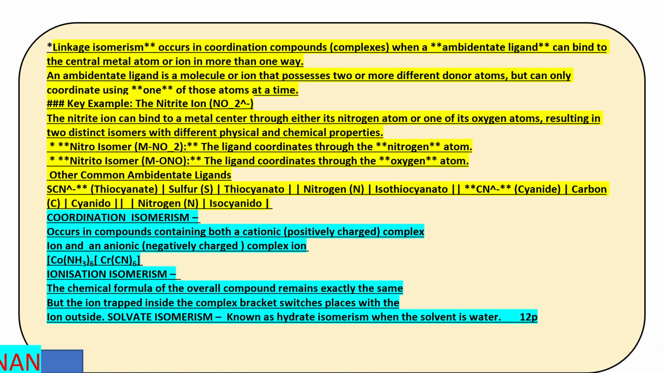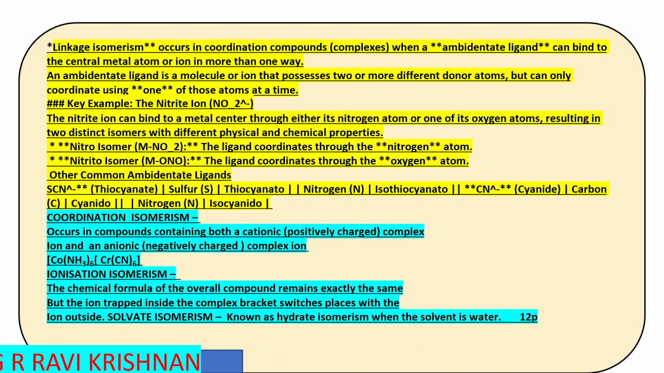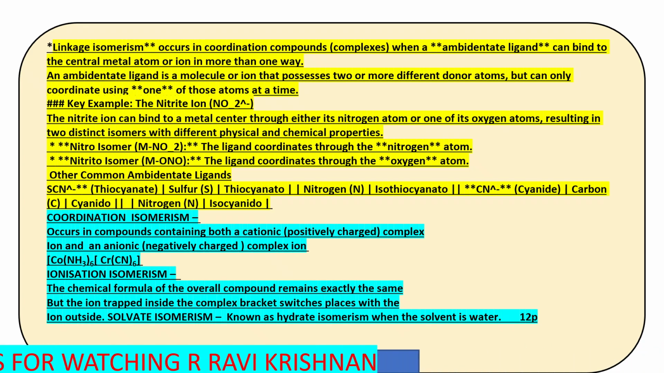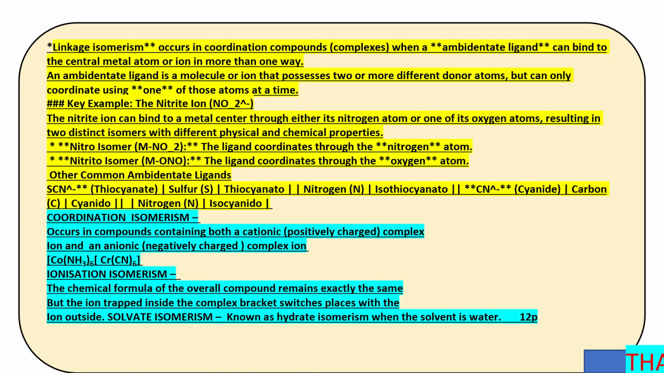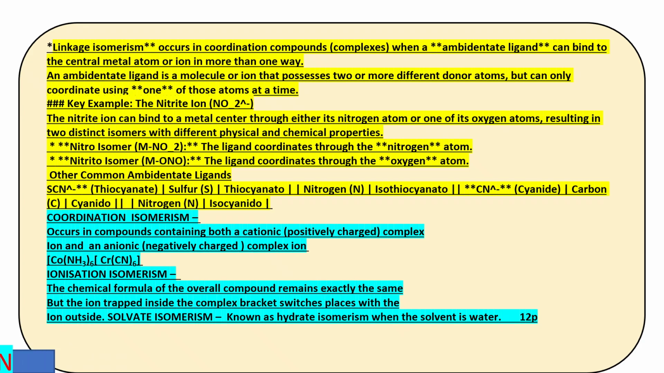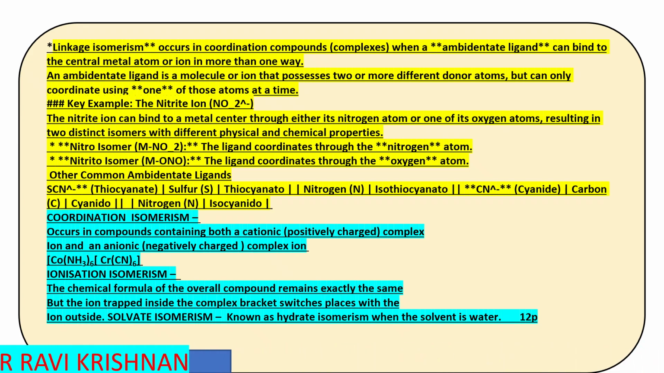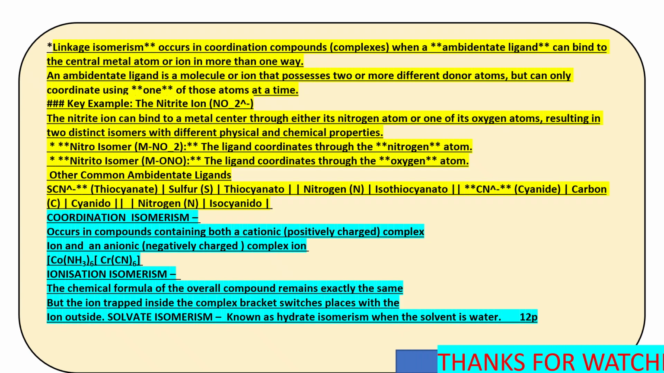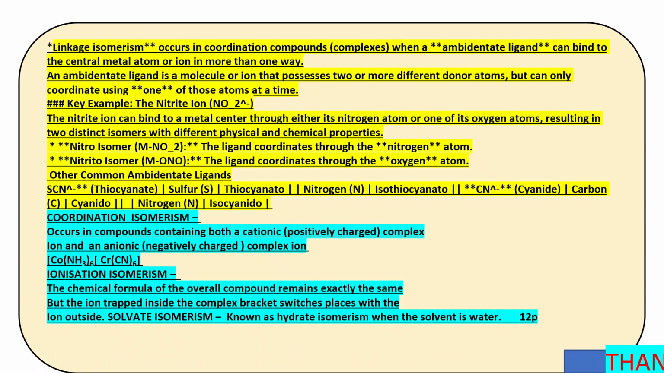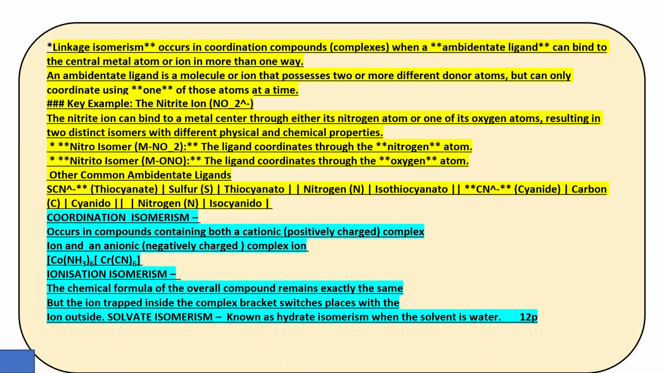Coordination isomerism occurs in compounds containing both a cationic, positively charged complex ion and an anionic, negatively charged complex ion, for example hexaamminecobalt hexacyanochromate. The chemical formula of the overall compound remains exactly the same, but the ligands inside the complex bracket switch places with the ions outside. Solvent isomerism is known as hydrate isomerism when the solvent is water.